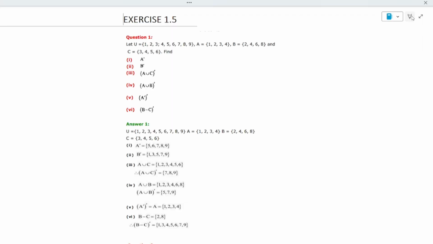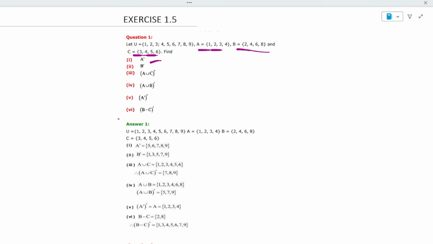Now let's see the first question of exercise 1.5. They have given a set U as 1 to 9. A is 1 to 4, B is 2 to 8, that is 2, 4, 6, 8, and C is 3, 4, 5, 6. We have to find A complement. They have given A as 1, 2, 3, 4, and the universal set is given as 1 to 9.